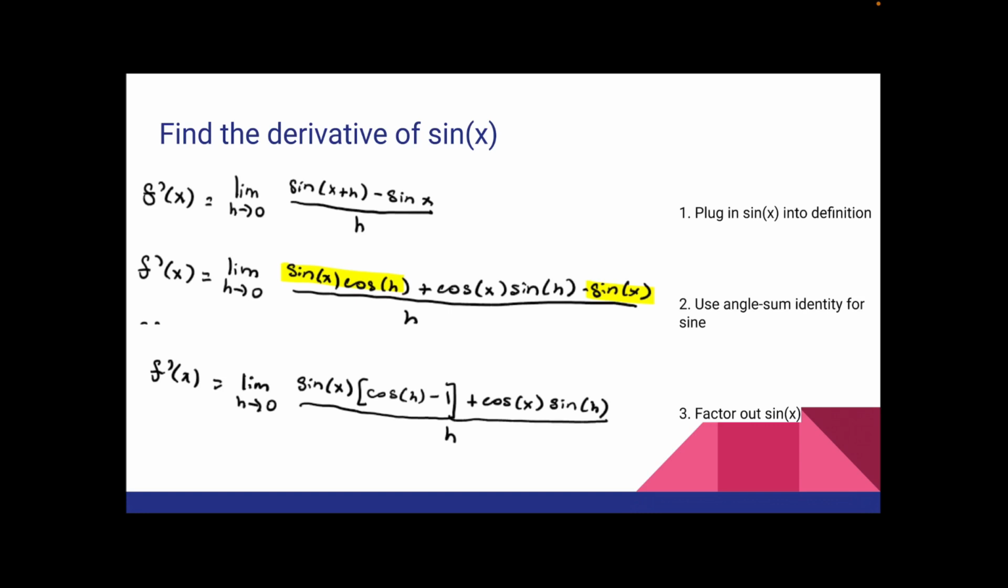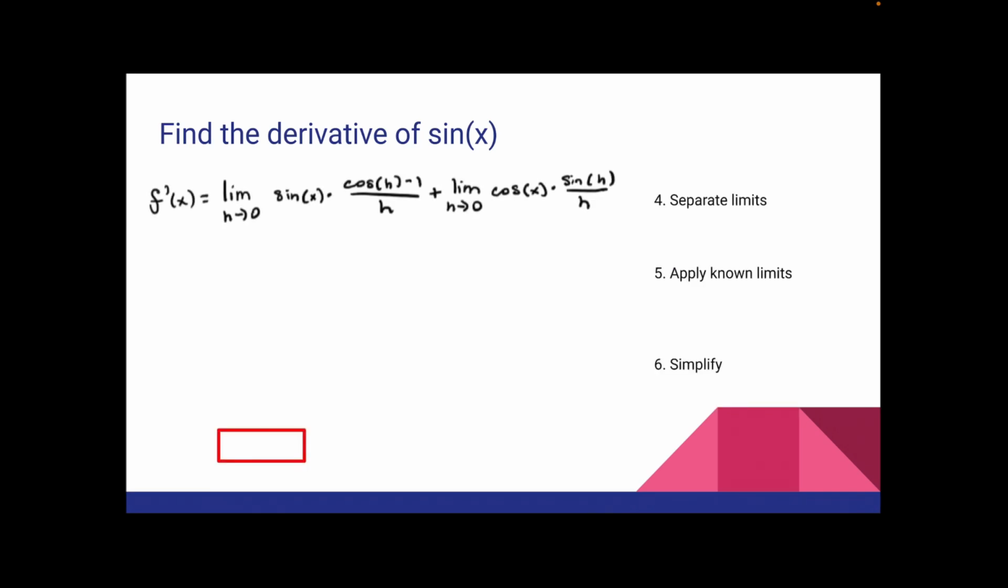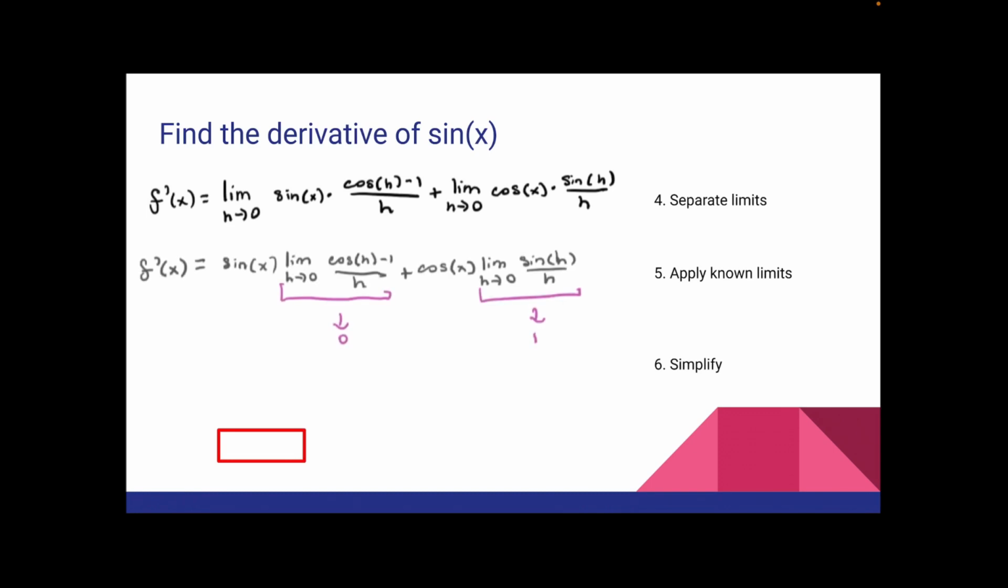So we could start by breaking up this huge fraction to get sine of x times cosine of h minus 1 over h plus cosine of x times sine of h over h. And if we break up that fraction, that means we have 2 different limits now. So we have the limit as h approaches 0 of sine of x times cosine of h minus 1 over h, and the limit as h approaches 0 of cosine of x times sine of h over h. Now notice that since it's the limit as h approaches 0, sine of x could be factored out. Similarly, cosine of x could also be factored out. And we know that the limit as h approaches 0 of cosine of h minus 1 over h is 0, and the limit as h approaches 0 of sine of h over h is 1.